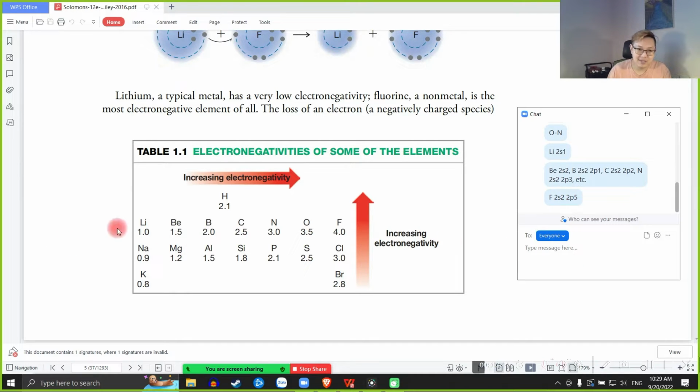So for lithium, let me go back to lithium. For 2s1, it's easier to lose one electron to come back to the 8 electrons of the shell before that, right? It's easier to lose one rather than to gain 7, isn't it? So that's why the electronegativity of lithium is much smaller than in the case of fluorine. Just think about it: is it easier to lose or to gain to achieve the full 8? If we think like that, then it's easier to understand the electronegativity trend.